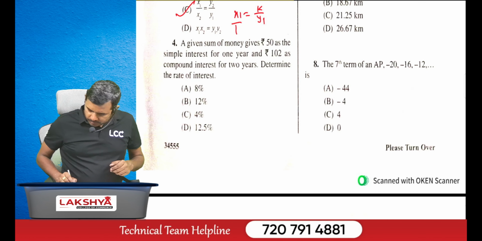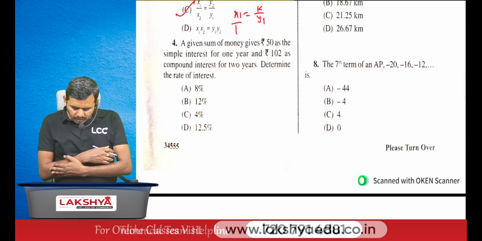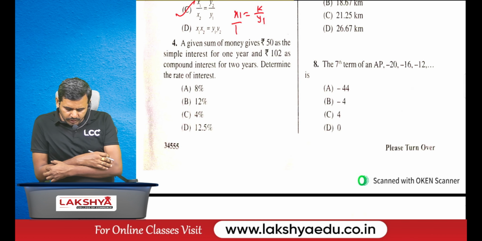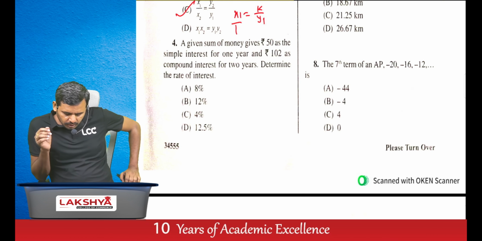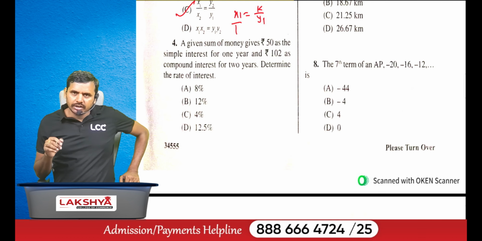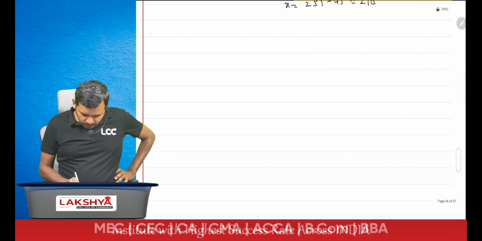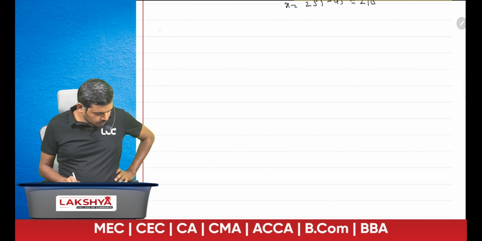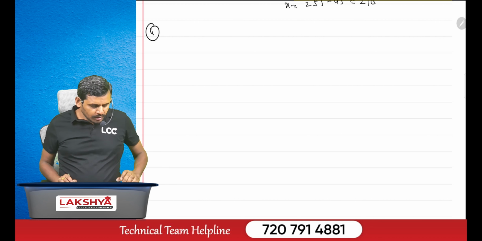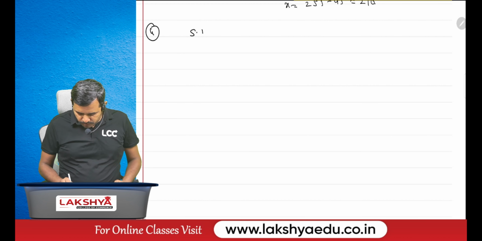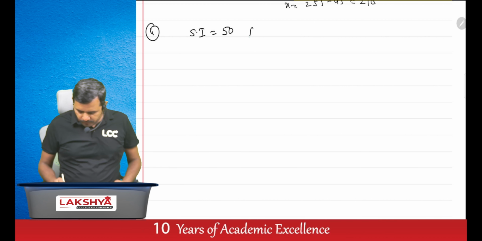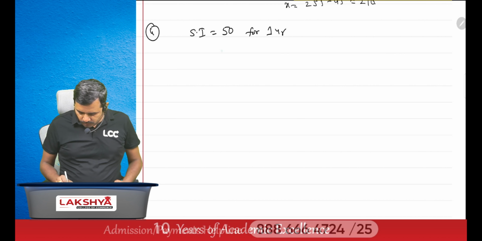Now we discuss the fourth question. A given sum of money gives 50 rupees as simple interest for 1 year and 102 as compound interest for 2 years. Determine the rate of interest. See the fourth question. The simple interest amount given is 50 rupees for 1 year.